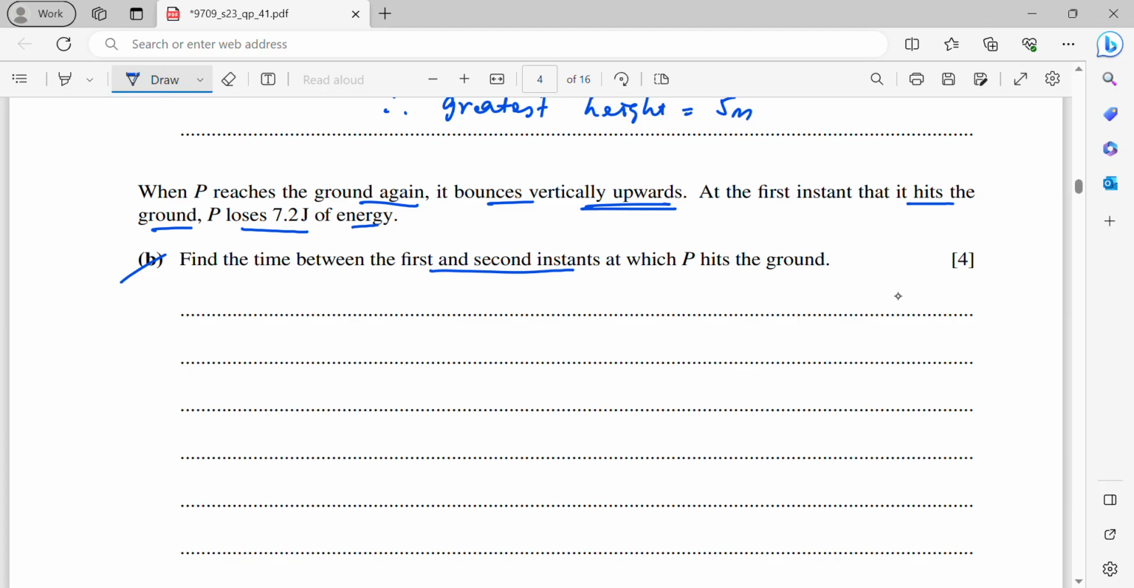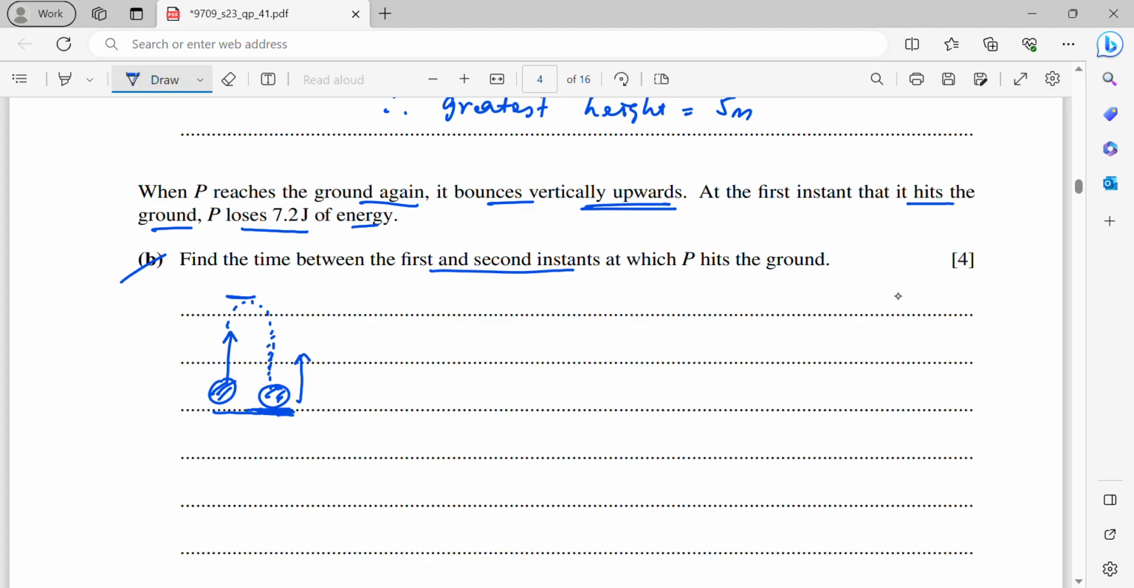So initially, P is thrown upwards, right? So let's say this is the maximum height. Then after that, it will move down and hit the ground. This is the ground, right? Then it will bounce back. So when it bounces back, this is the first instant it hits the ground.